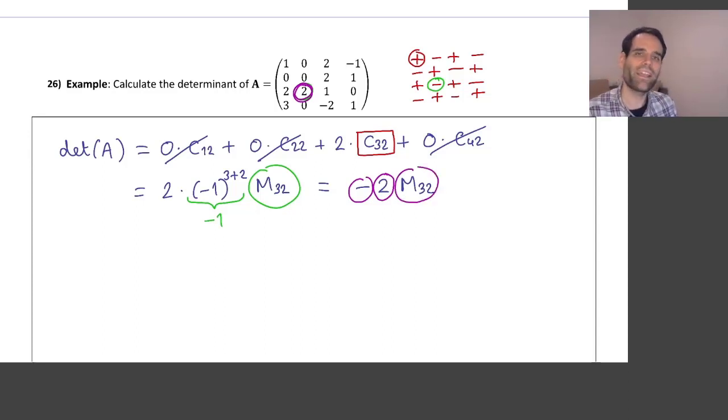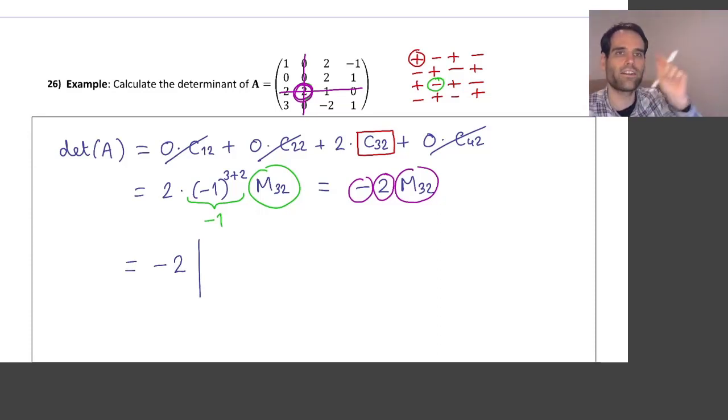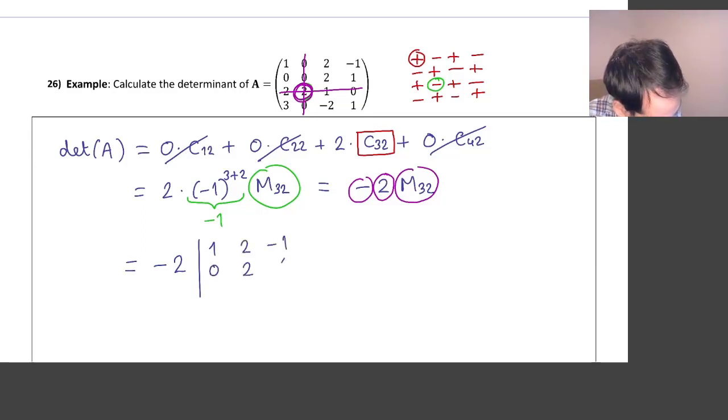How do you calculate a minor? Remember, you cross out the corresponding row and the corresponding column, and the minor is equal to the determinant of the smaller matrix that results. So we can write this equals to minus 2 times the determinant of a 3 by 3 matrix, which is the elements that are not crossed out. So it will be 1, 2, minus 1, 0, 2, 1, 3, minus 2, 1.